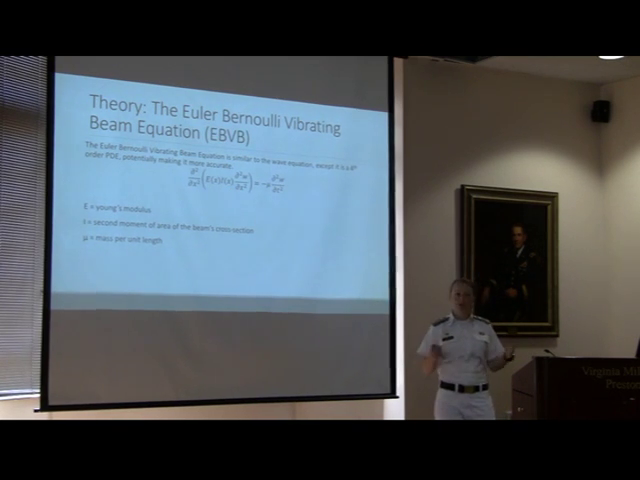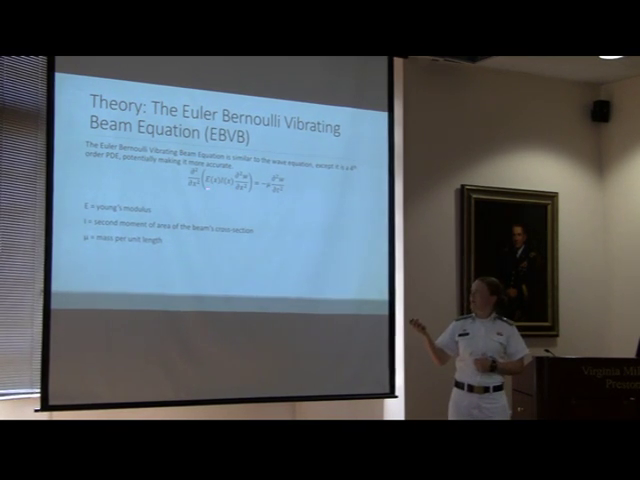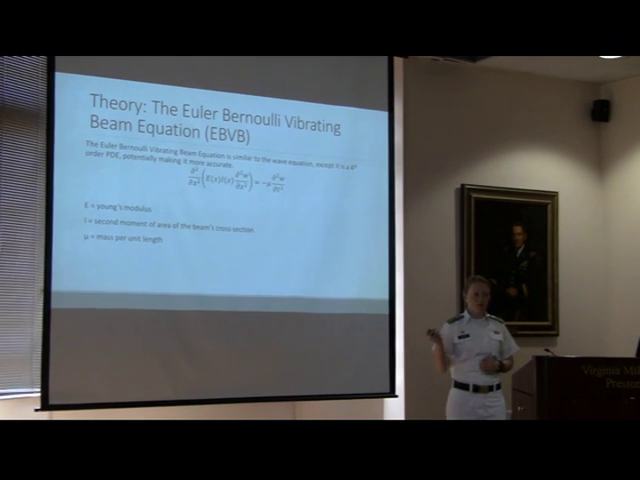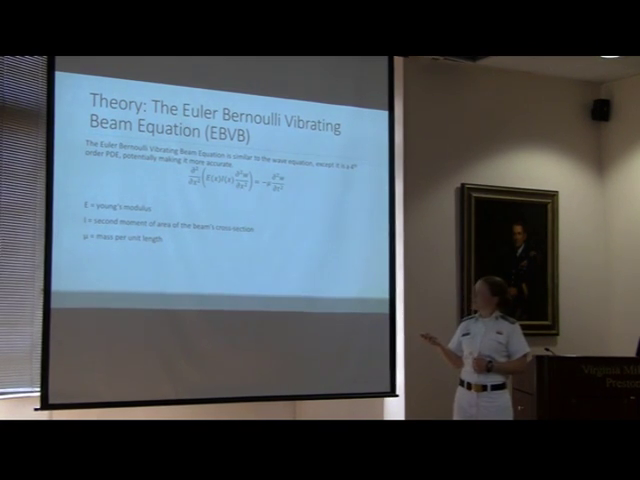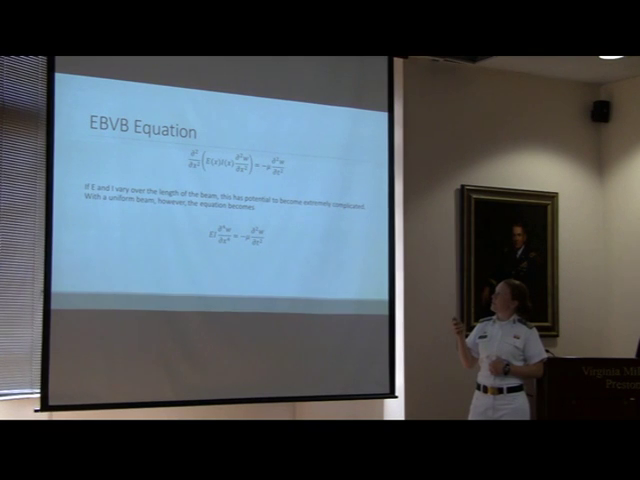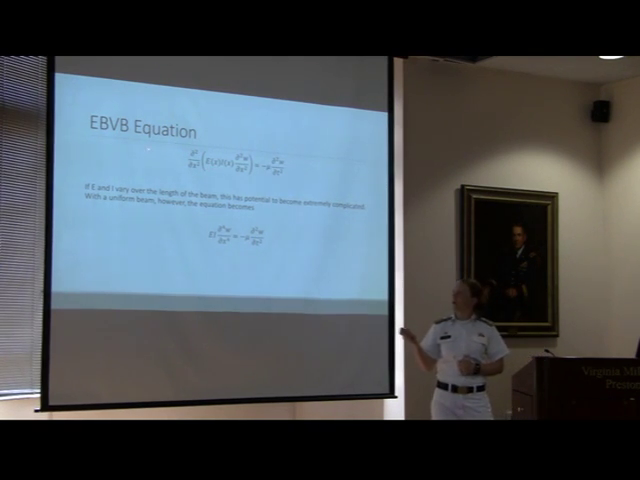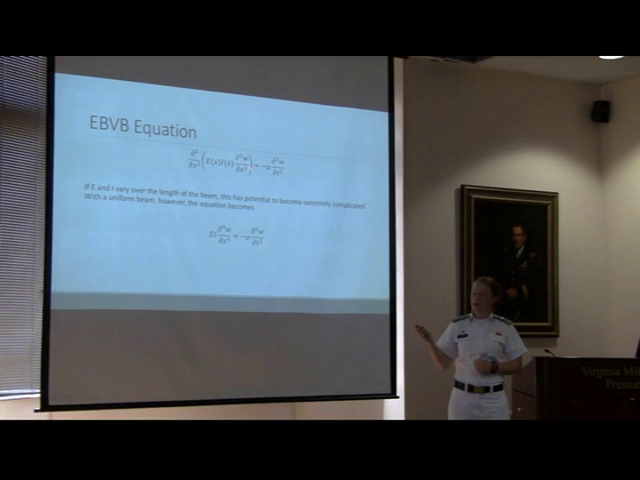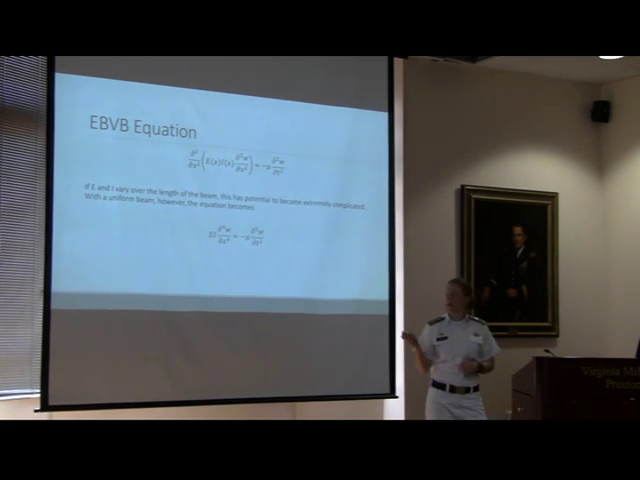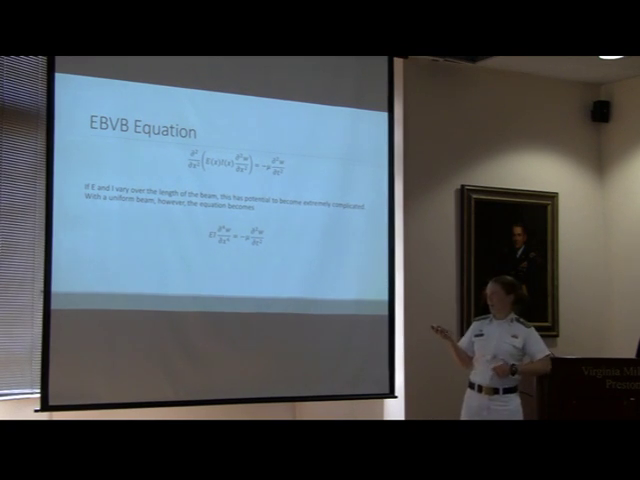In a normal situation, in a non-uniform beam, these can be dependent on x, which makes this a much more complicated model, but we are not dealing with that. We are dealing with a uniform beam, so E and I are independent of x, as well as the mass density. Our equation simplifies down to this. It looks very similar to the wave equation, except we've got a fourth order partial right here, which complicates things and increases the amount of computation power we need for this.